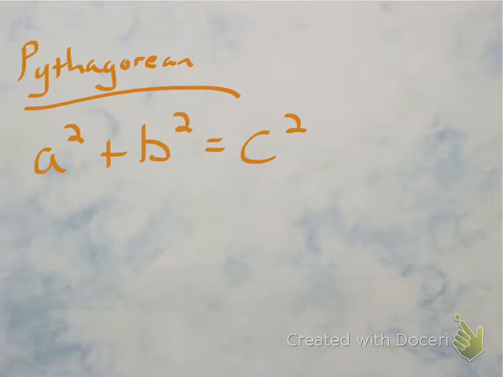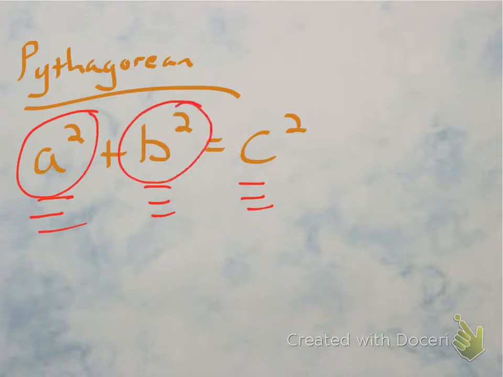Pythagorean theorem. This is our next big lesson. I'm going to briefly go over it because we're going to do some things in class that's going to show it more. Plus, you've already had it. Pythagorean theorem is a squared plus b squared equals c squared. And these are sides.